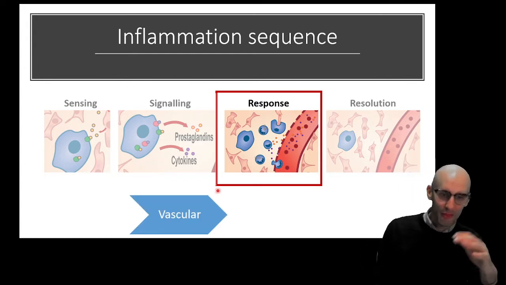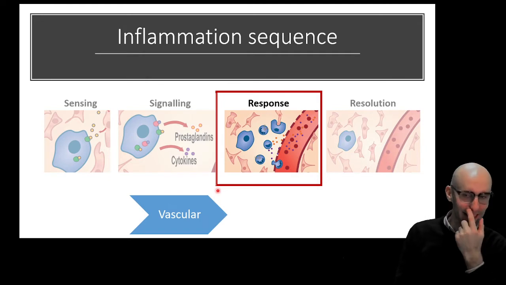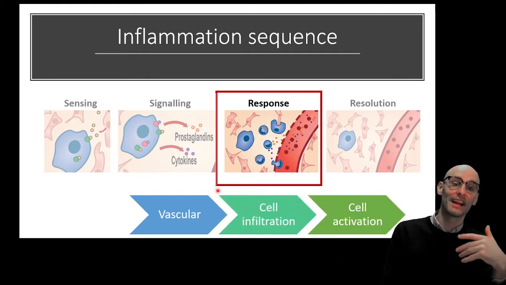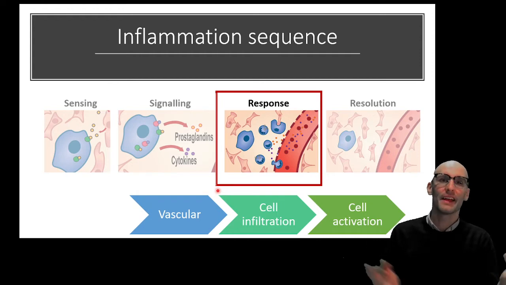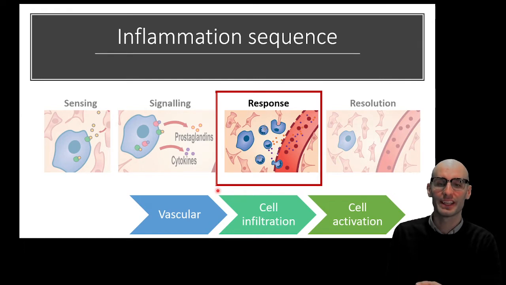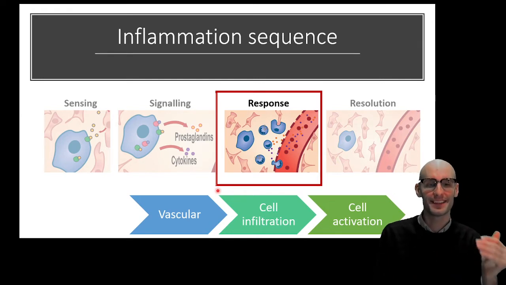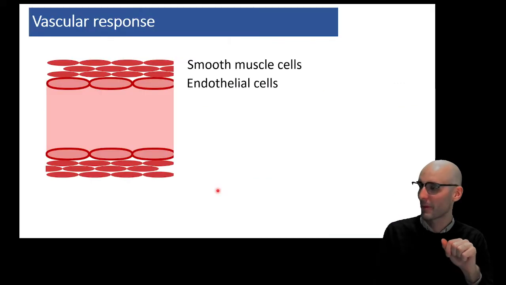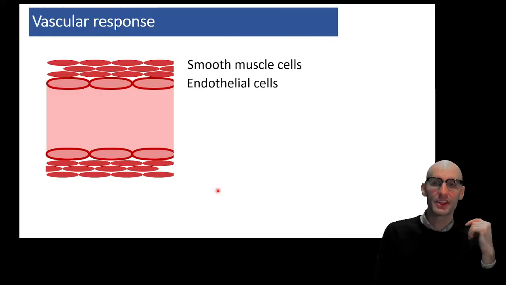Now there's three main kinds of response that we need to cover: the vascular response, the cell infiltration response, and the cell activation response. Now these all overlap, but they roughly happen in that order. The vascular response is first, then the cell infiltration, and then the cell activation. There's a little bit of overlap, but that's roughly what we're talking about. So let's first cover the vascular response.